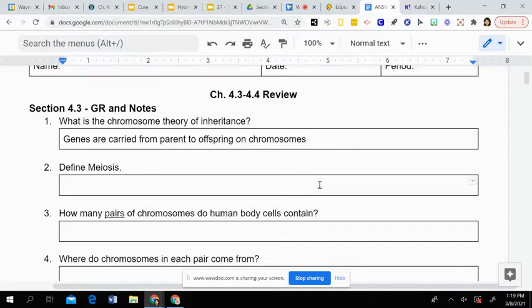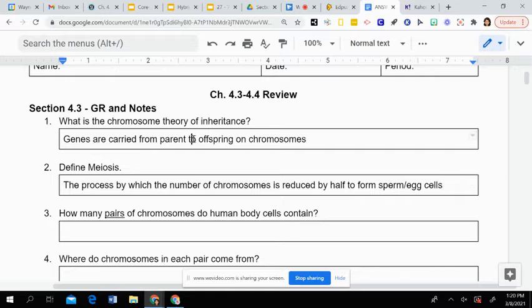Meiosis then is defined as the process by which the number of chromosomes is reduced by half to form sperm and egg cells. Okay, hopefully you have something similar to that.